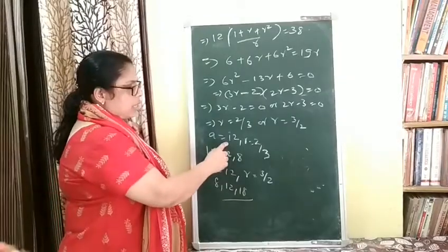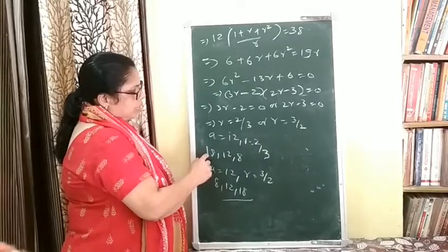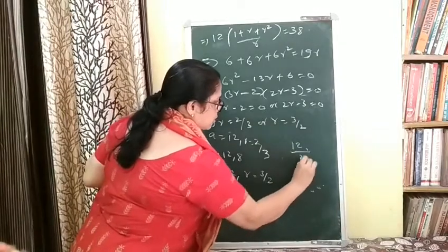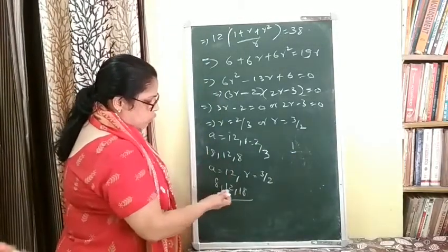If a equal to 12 and r equal to 2 by 3, then the three numbers are 18, 12, 8. Why? 12 by 2 by 3, that is 18. If a equal to 12 and r equal to 3 by 2, the numbers will be reversed: 8, 12, 18.